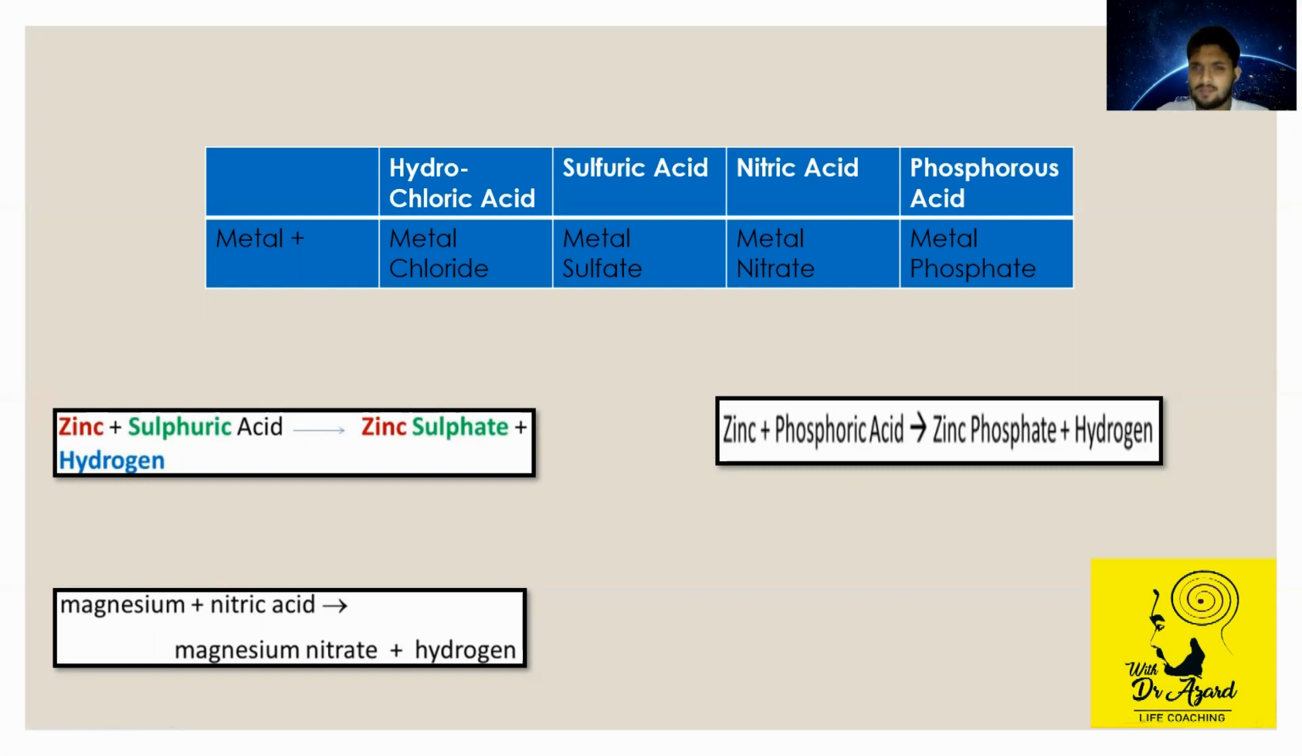And for the time being, don't worry about what this hydrogen means. So basically, when a metal reacts with an acid, you're also able to get hydrogen. Okay, keep that also in mind. Just for the time being, remember, when a metal reacts with an acid, you're getting a metal sulfate, or you can call it a salt, and you're able to get hydrogen. And if you react magnesium with nitric acid, you are able to get magnesium nitrate and hydrogen.